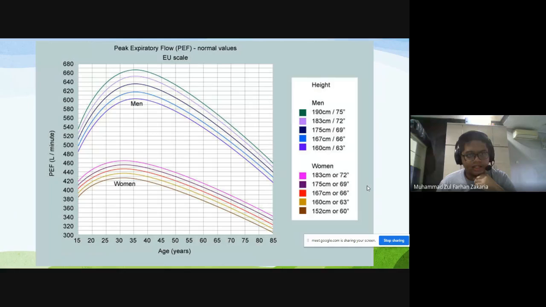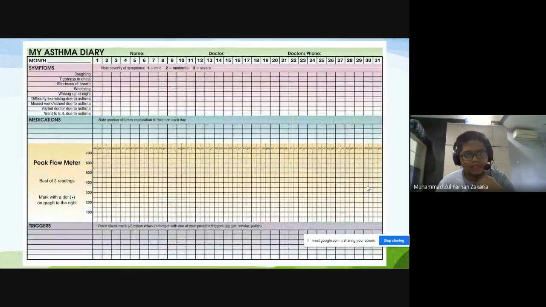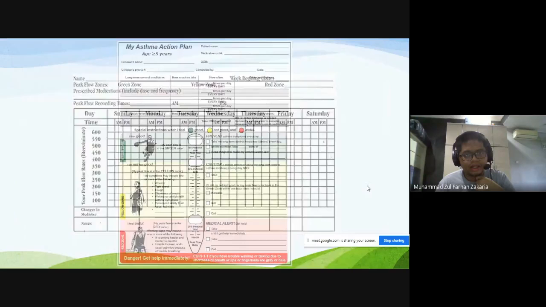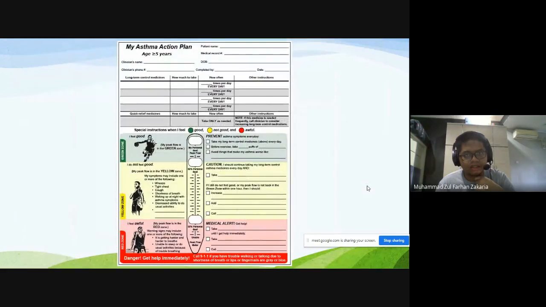And this is a normal peak flow measurement according to age, gender and height. And then this is an asthma diary. Same also. And this is an asthma action plan.